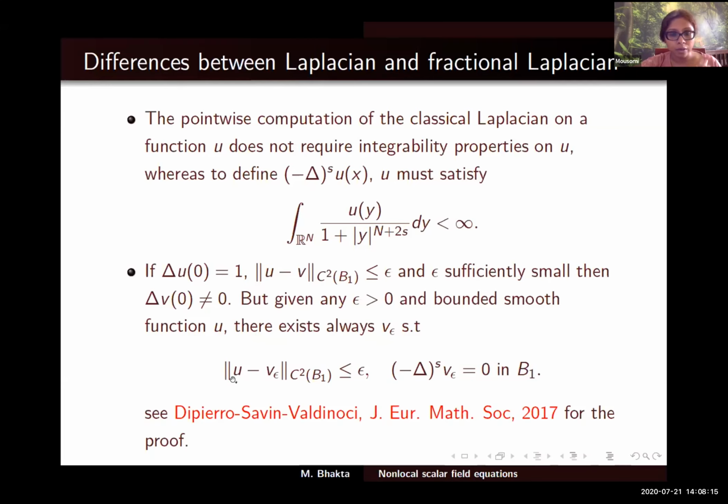In fact, what we can show is that given any epsilon greater than 0 and bounded smooth function u, you can always find a v epsilon which is close to u in C2 norm, that is, v epsilon minus u is less than epsilon in C2 norm, but it is s-harmonic in B1. So this is a striking difference with the Laplacian case. Actually in the fractional Laplacian case, almost every function is locally s-harmonic up to a small error. This is due to Di Pierro, Savin, Valdinoci in 2017.